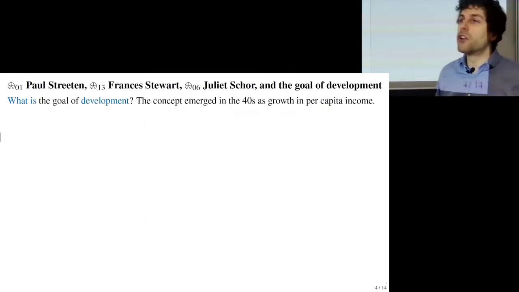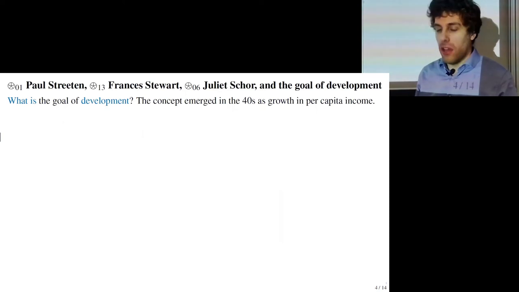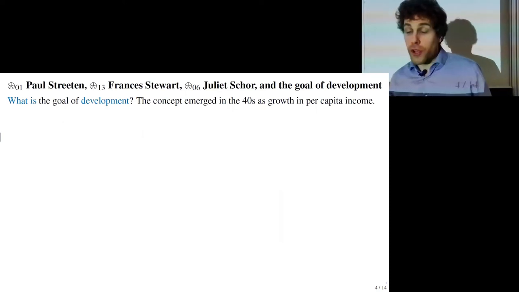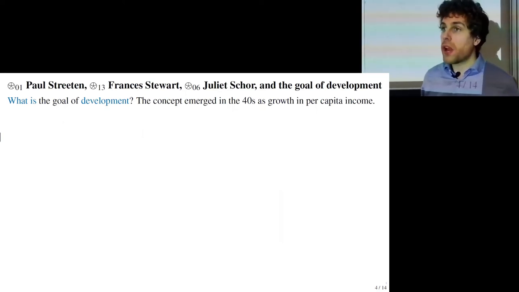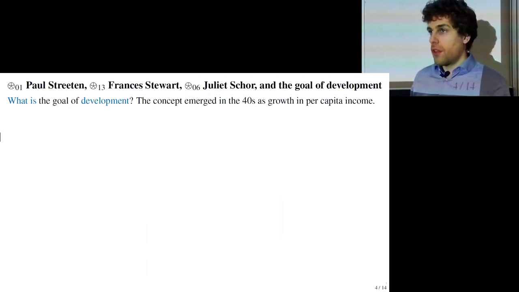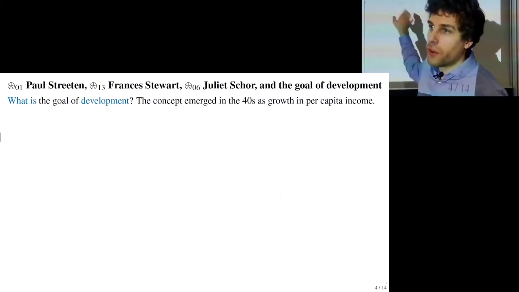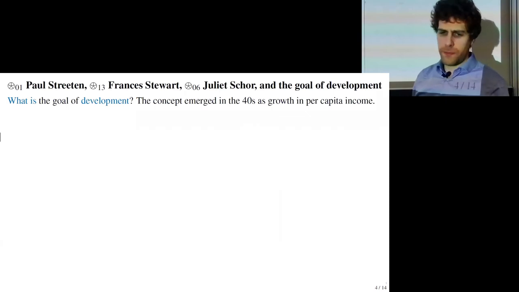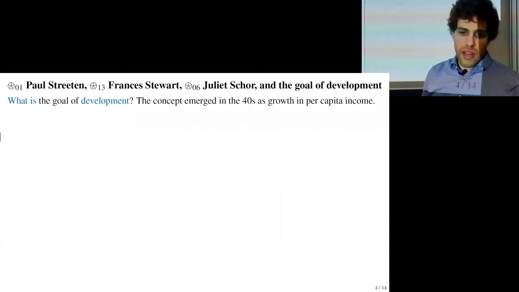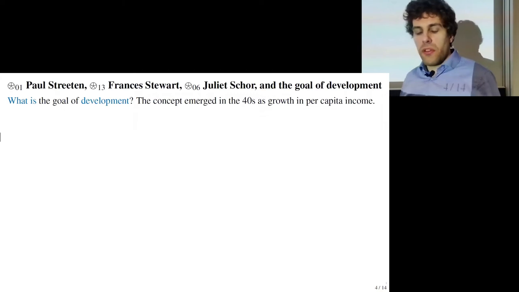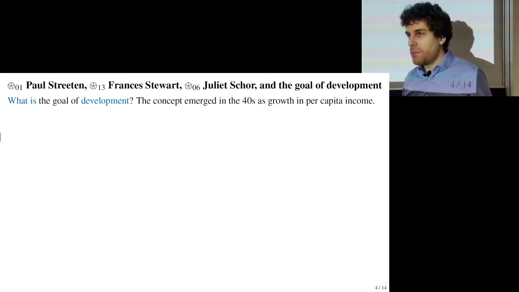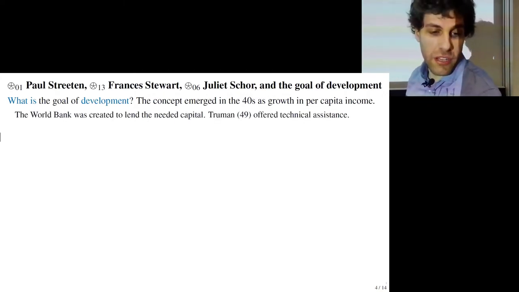Now, what is the goal of development and what is the meaning of development? The concept of development emerged quite late, in the 40s, according to an historian of economic development, Arndt. And the concept emerged as growth in per capita income, growth in GDP.